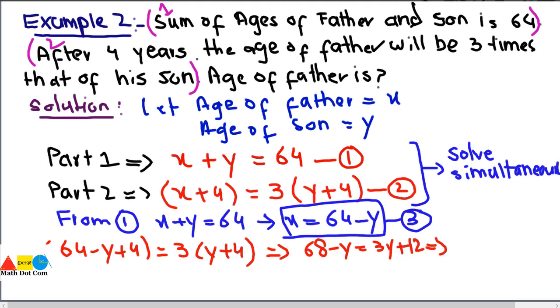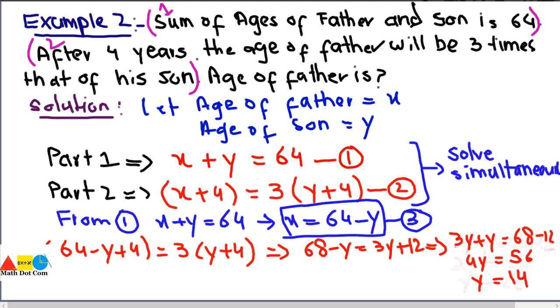Now combining the like terms, we will get 3y minus y equals 68 minus 12, and what we will get is 2y equals 56 and y equals 28. So it will be further simplified as 3y plus y equals 68 minus 12, 4y equals 56 and y equals 14. So y is equal to 14.